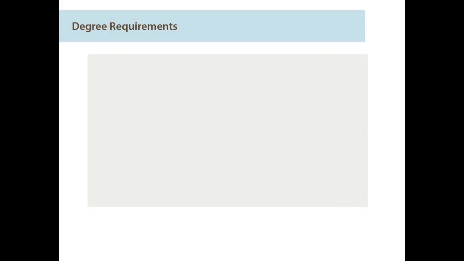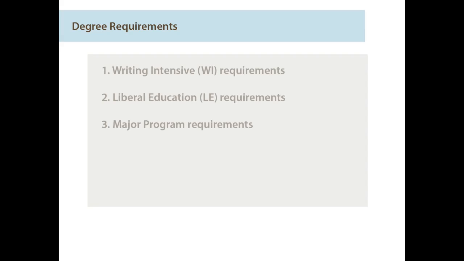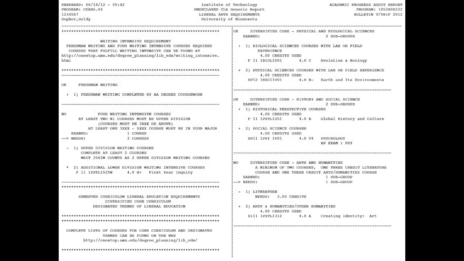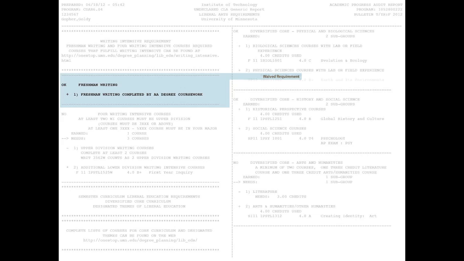Let's move on to the requirements that all university students must complete: writing intensive, liberal education, and major program requirements. If you have completed the Minnesota Transfer Curriculum or a bachelor's degree from an accredited university, this requirement has been waived on your APAS. If you have completed an AA degree, some of these requirements will be waived. Also, you may have additional requirements to these depending on what you're studying. For example, all students completing a Bachelor of Arts are required to complete the second language requirement. This information will also appear on your APAS.